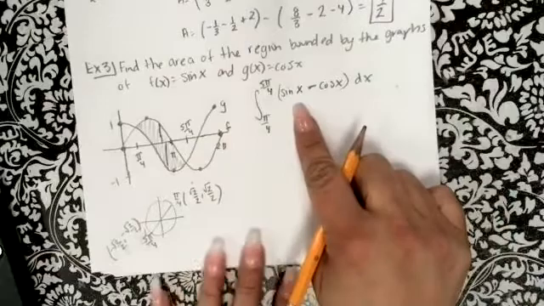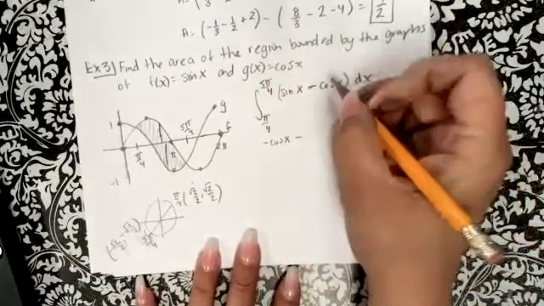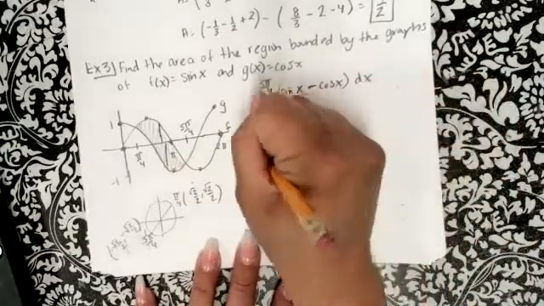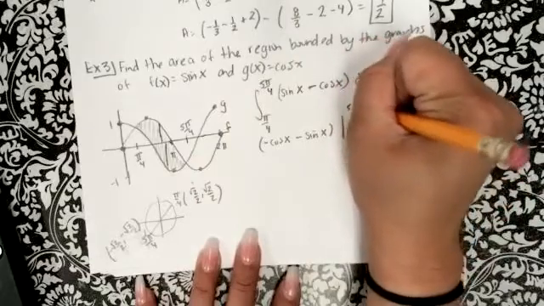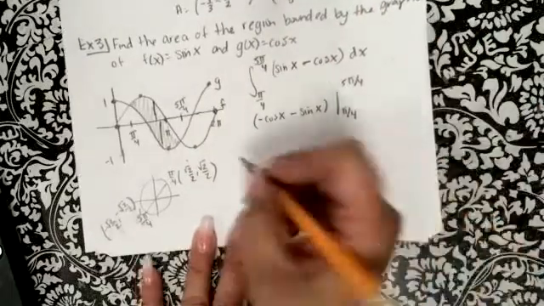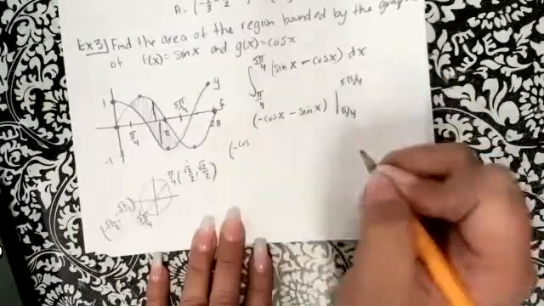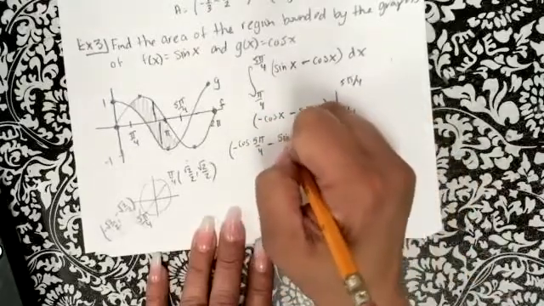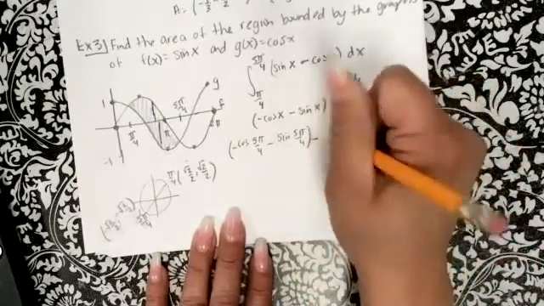Now, the antiderivative of sine is going to be a negative cosine of x, minus the antiderivative of cosine, which is going to be sine of x. I'm now going to plug in my upper. Minus, now I'm going to plug in my lower.